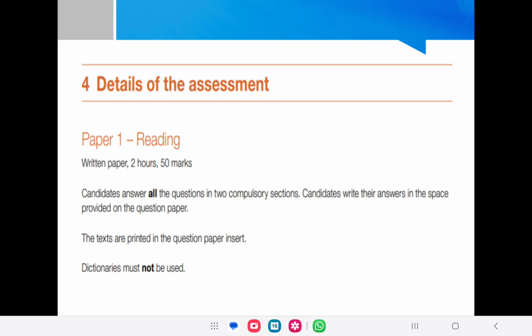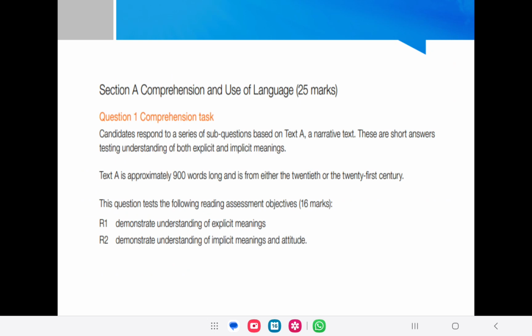Candidates answer all the questions in 2 compulsory sections. Candidates write their answers in the space provided on the question paper. The texts are printed in the question paper insert. Text A and text B are given, right? Dictionaries must not be used.